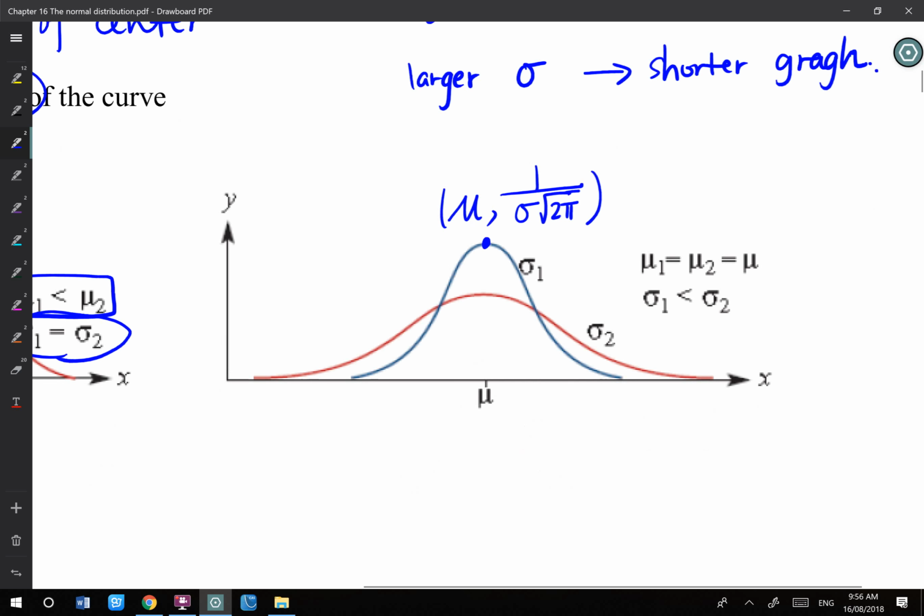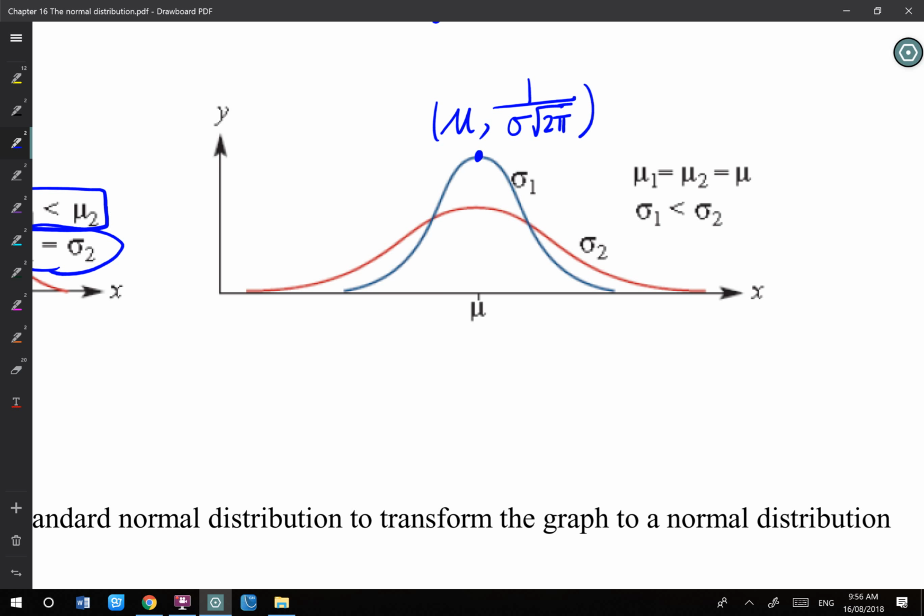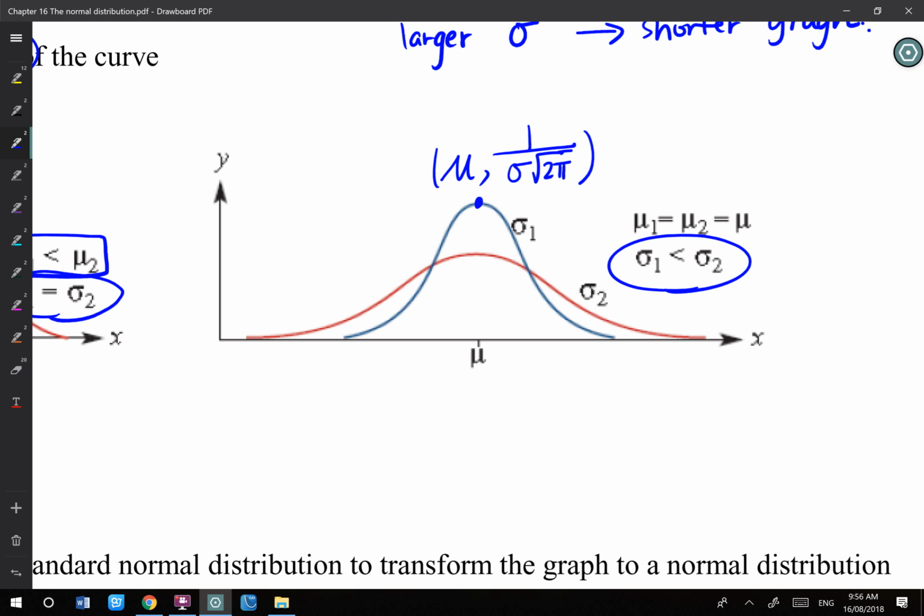Now you can see the blue graph and the red graph. Sigma2 is shorter than sigma1. So therefore, sigma2 is the larger standard deviation. You can tell from the height which standard deviation is larger. The shorter the graph, the larger the standard deviation value.